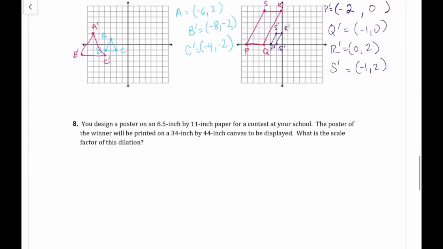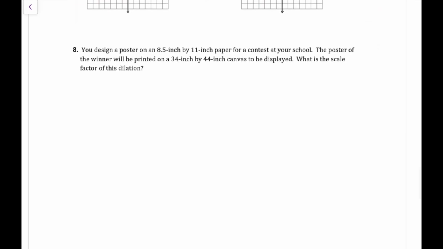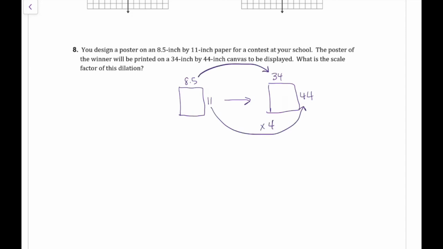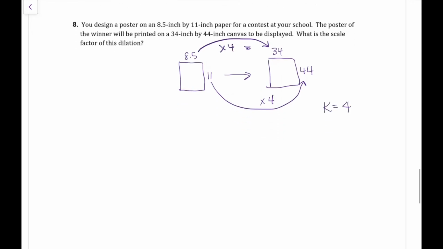Now here is like a real world example. You design a poster on an 8.5 by 11 inch paper for a contest at your school. The poster of the winner will be printed out on a 34 by 44 inch canvas to be displayed. So we want to figure out the scale factor. We start with our original image, the 8.5 by 11. If I take 11 and times by 4, I get 44. 8.5 times 4 is 34. So our scale factor is 4. This is an enlargement of that image.